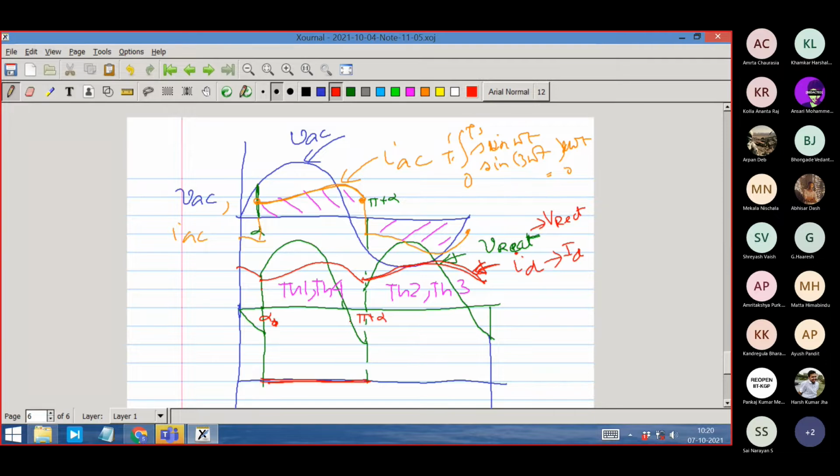You don't need a commutating inductor, you don't need a commutating capacitor, as you would have required in a DC to DC conversion. Here it is AC to DC conversion. Why is this help coming? This help is coming because here the supply voltage is not constant or continuous. It is changing. That change is giving it this beauty of commutation. So let's see.